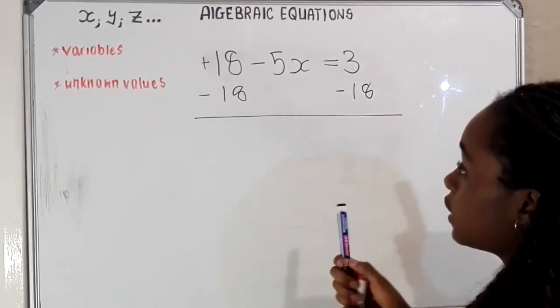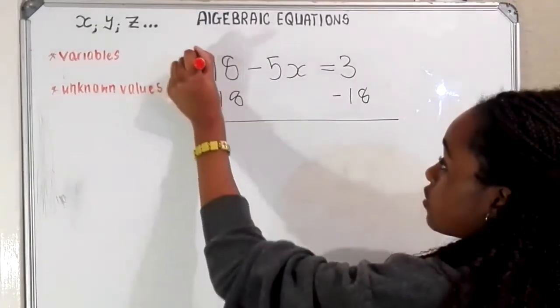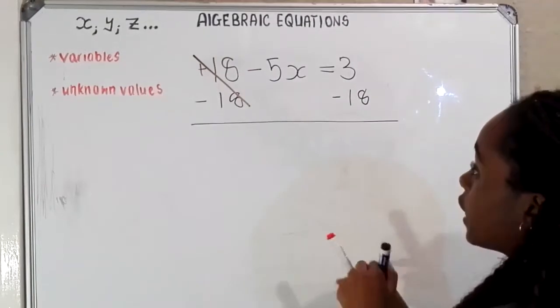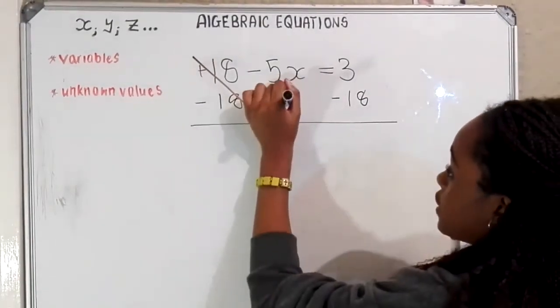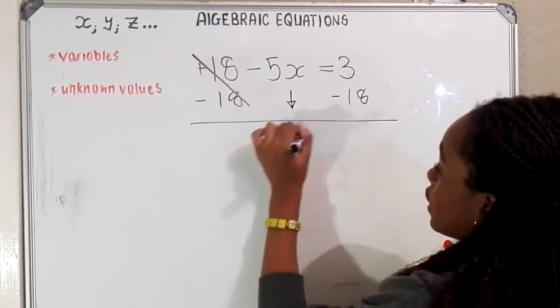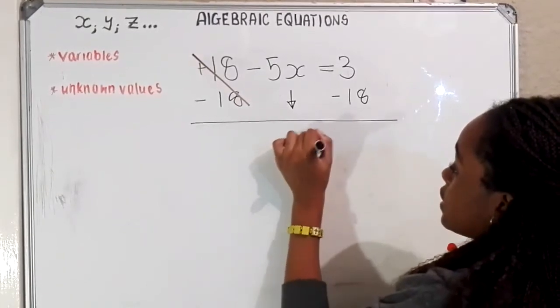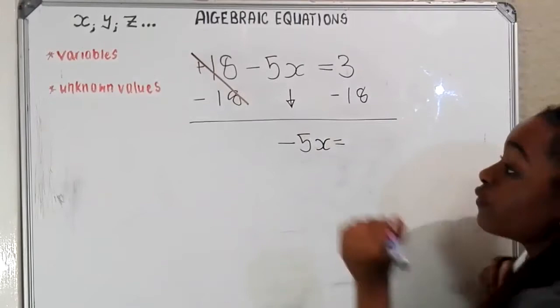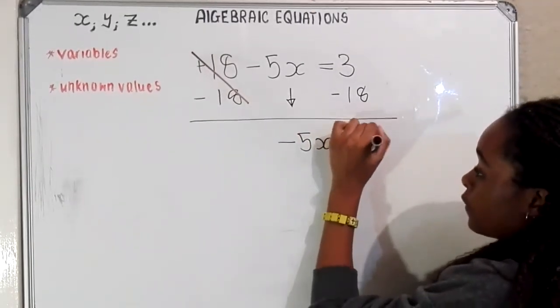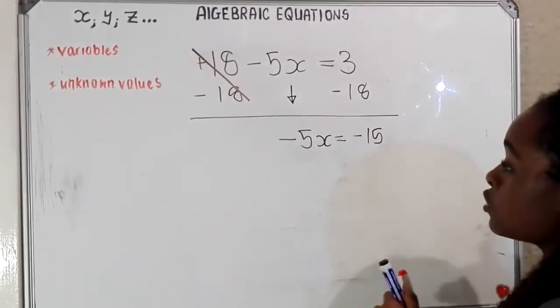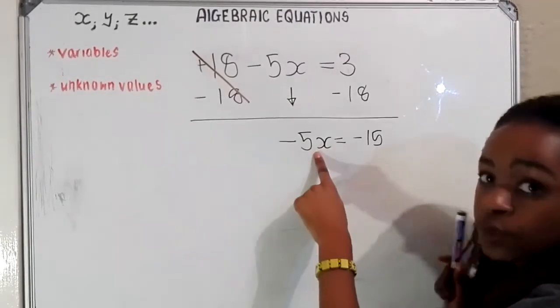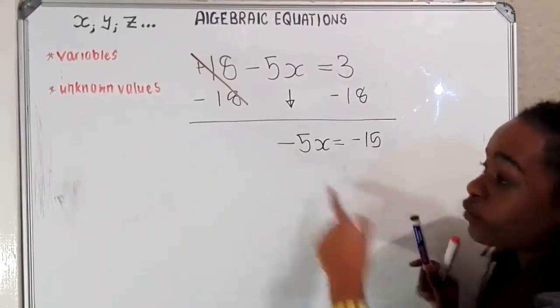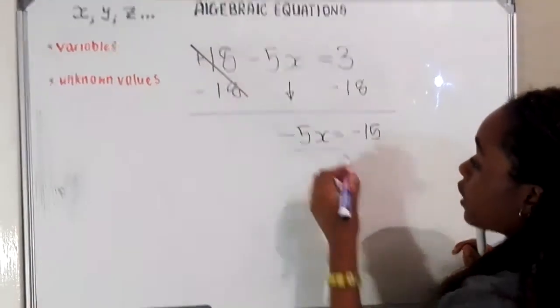18 minus 18, it cancels, okay? I can bring this down, this negative 5x down. I'll be left with negative 5x is equal to 3 minus 18 gives you an answer of negative 15, okay? So now, because the default operation is multiplication, we need to divide, okay? So we're going to divide.